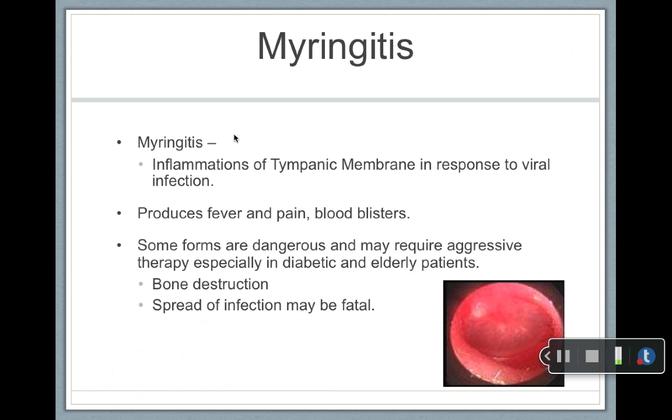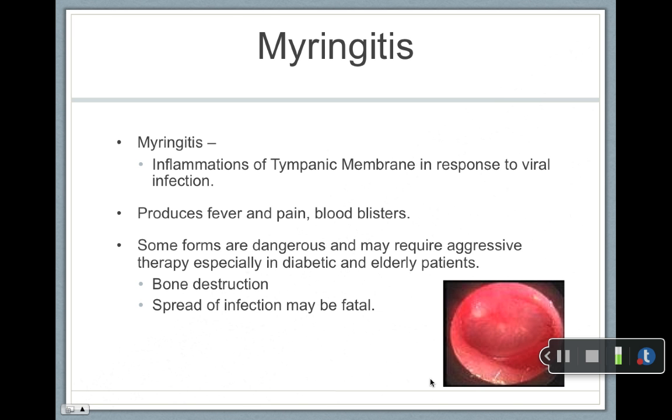Myringitis is an inflammation of the tympanic membrane in response to a viral infection. This is very, very serious. So look at this tympanic membrane over here. Look at how inflamed it is. Fever, pain, blood blisters. Some forms are dangerous and require aggressive therapy, especially in diabetic or elderly patients. Bone destruction, spread of infection could be fatal.